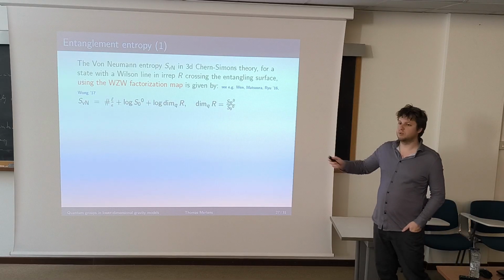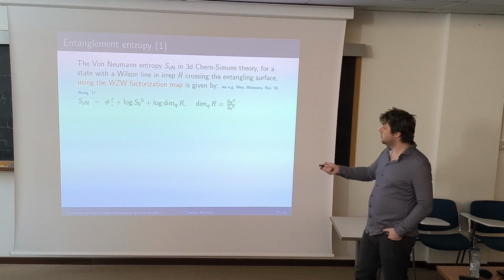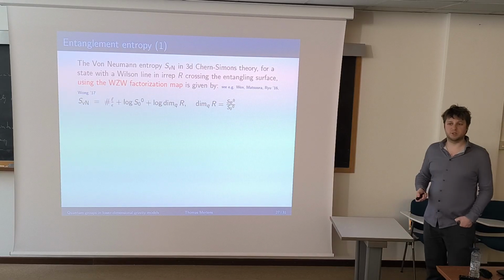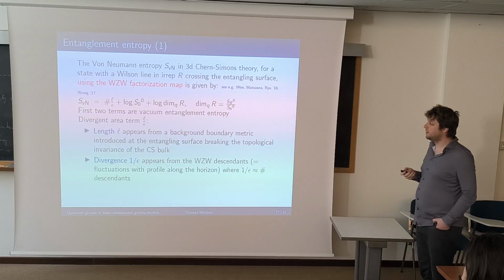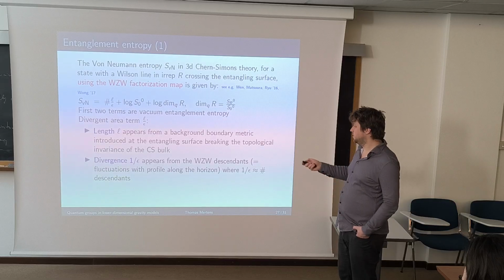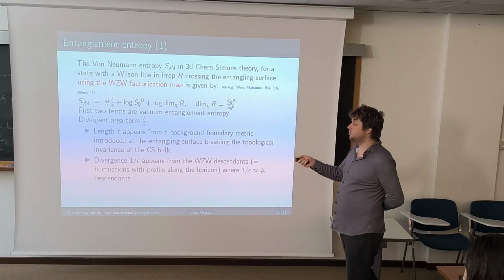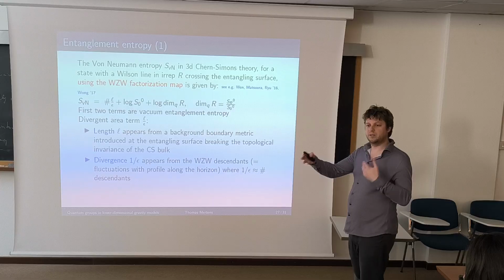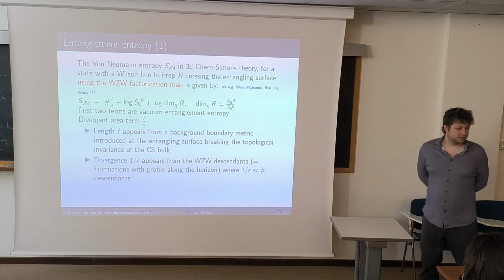So I already discussed this L over epsilon term, this usual short-range entanglement term you always have. But there's some additional terms. So one of these is the log of the quantum dimension of the representation of the Wilson line that crosses the entangling surface. So this is the usual entanglement entropy you can compute in Chern-Simons theory. And I want to focus on these first terms. These first terms are the vacuum entanglement entropy. You get them if you put R equal to the identity. And in particular, I want to look at this divergent term again, this area term, this L over epsilon term you always have when you try to factorize field theoretic systems. So it's proportional to the length of the entangling surface.